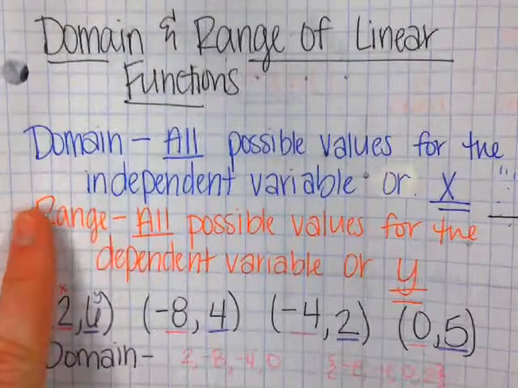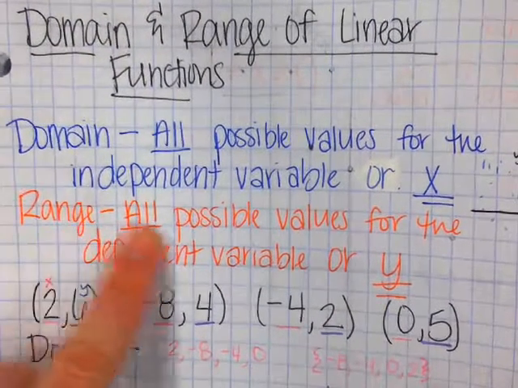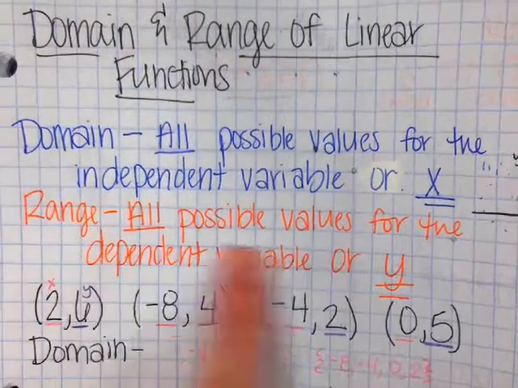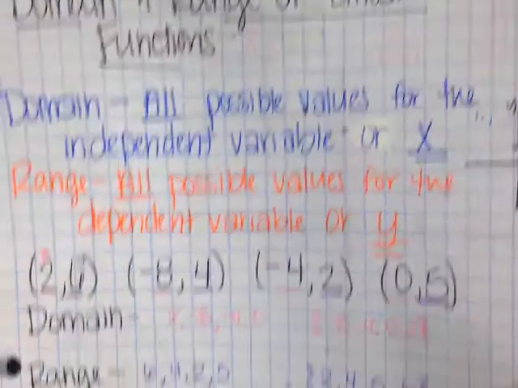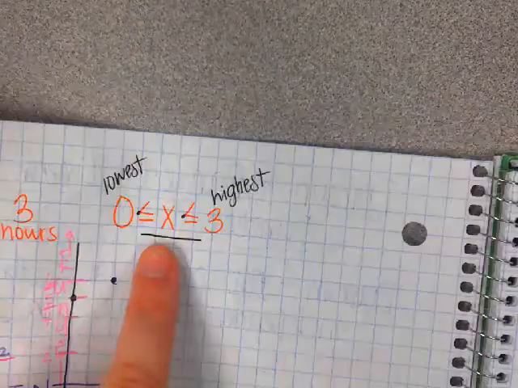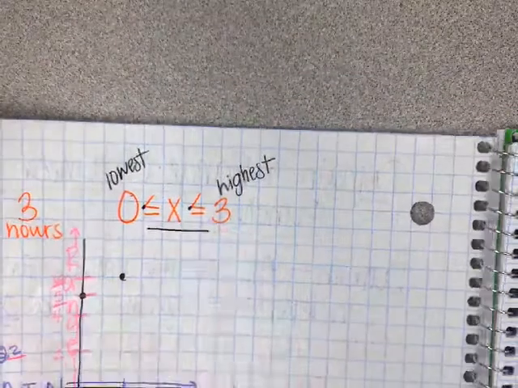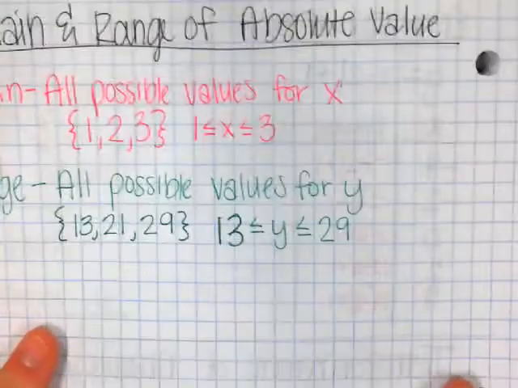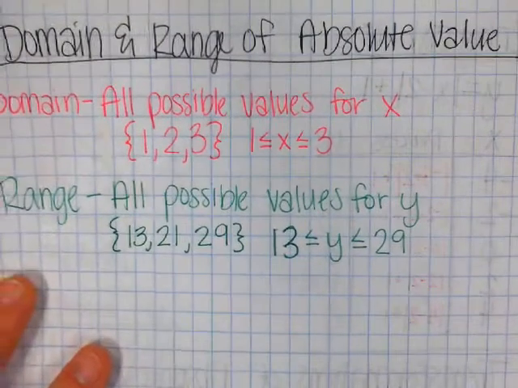All possible values for independent x. Range is all possible values for y. So we listed them out, and then I showed you how to use inequalities. Like right here, you put the lowest number and then the highest number. So we have talked about this before. It's been a while.